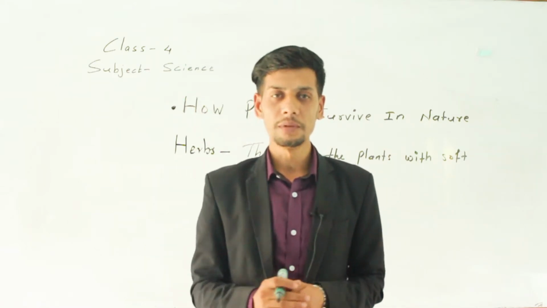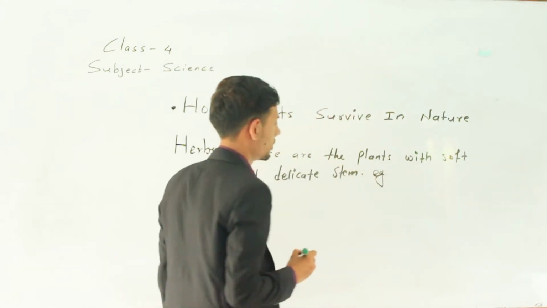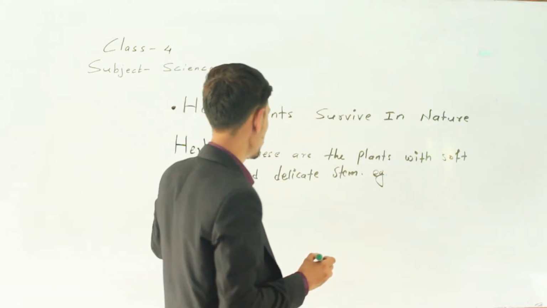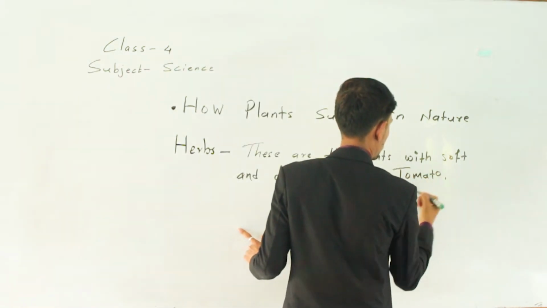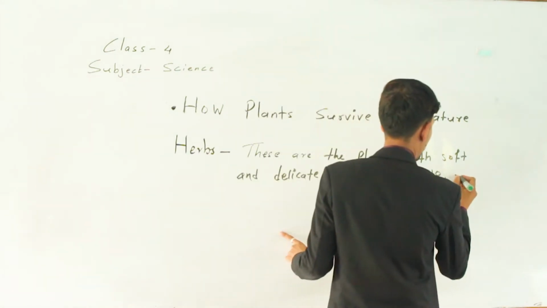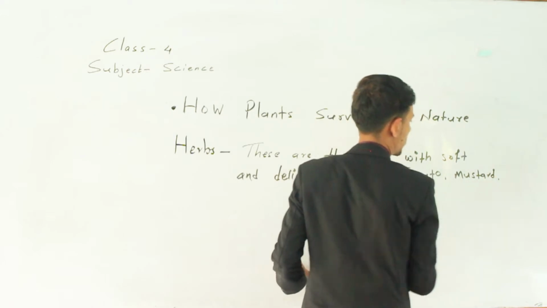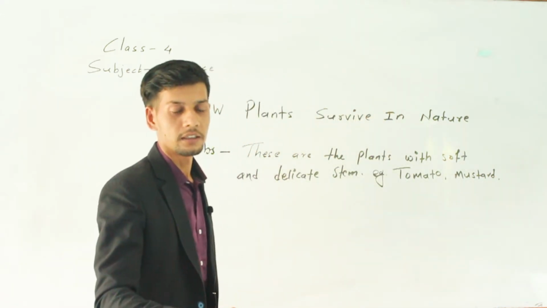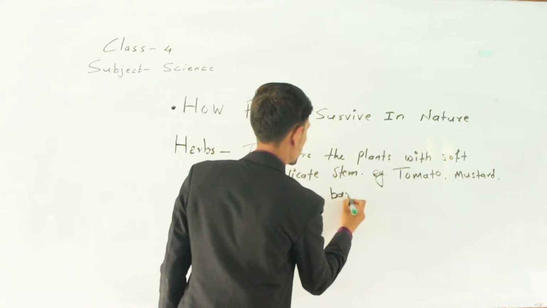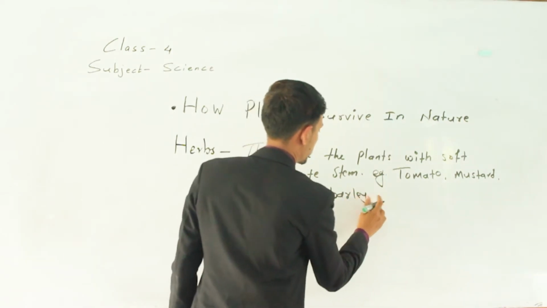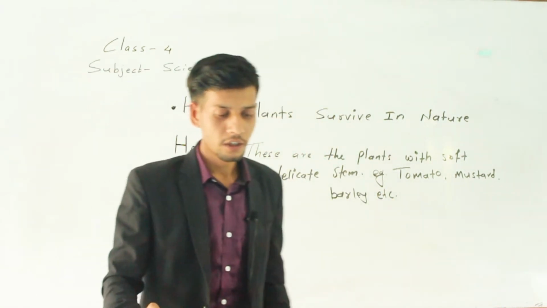Can you tell some examples of herbs? Some examples of herbs are tomato plant, mustard, likewise barley, etc. They are the examples of herbs.